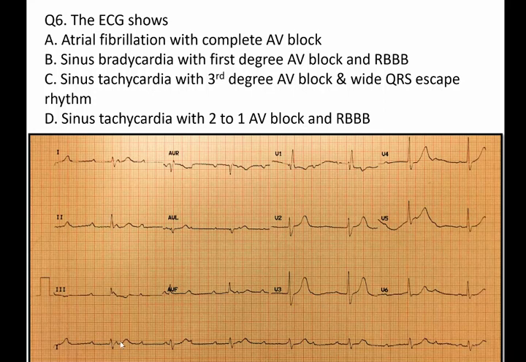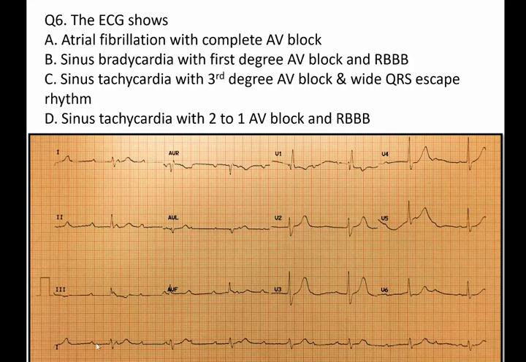And if you follow the P waves, you find that the number of P waves is much more than the number of QRS complexes. And so there is some degree of AV block, either second or third degree, because in first degree AV block, the PR interval is long, but each P wave conducts to the ventricles. So let's look whether it is second degree or third degree AV block.